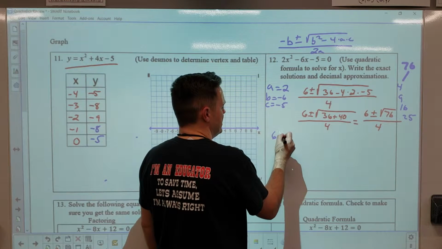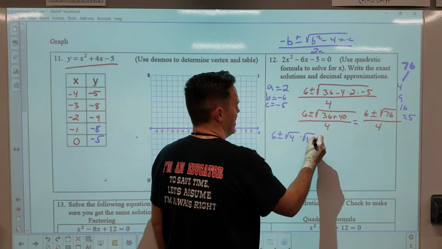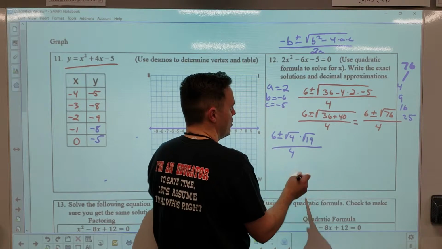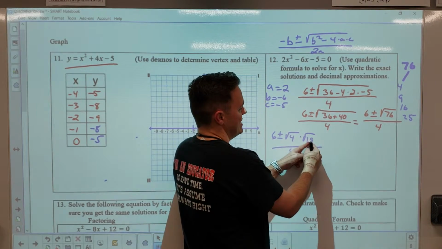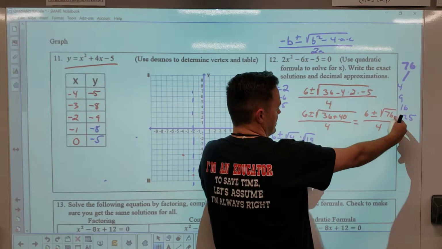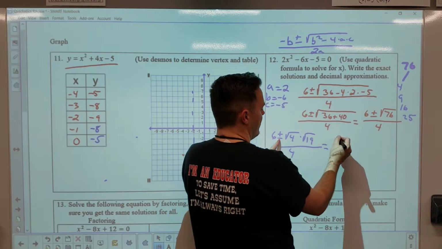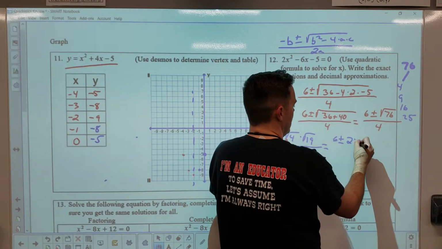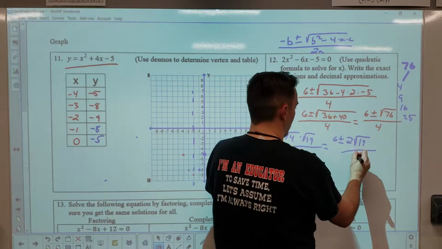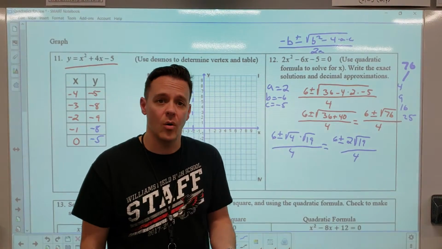So this is going to be 6 plus or minus the square root of 4 times the square root of 19, all over 4. And then where did I get this number? I got this: 4 times 19 is in fact 76, okay? So now you finish it off. 6 plus or minus the square root of 4 is 2, and the square root of 19, all over 4. Am I done now? The answer is no.